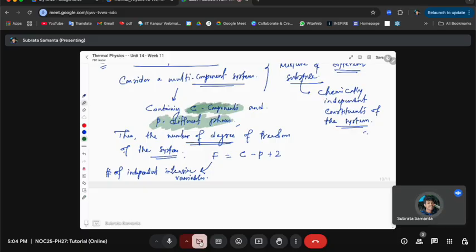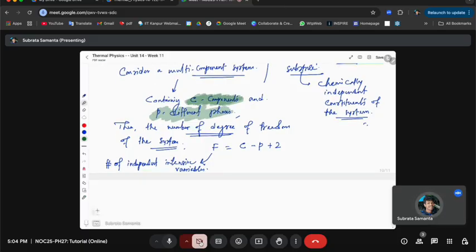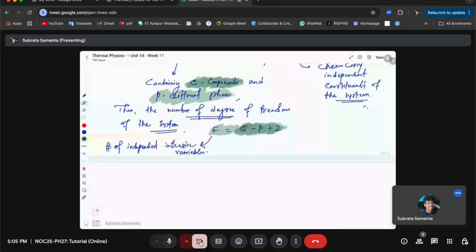right. So C components and P different phases, and the F is basically C minus P plus 2, okay. So this is known as the Gibbs phase rule, right. So this is the Gibbs phase rule.